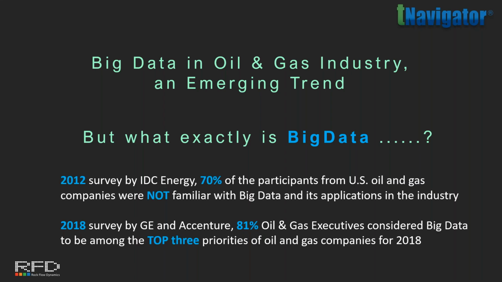A survey conducted in 2012 in some of the major US oil and gas companies found that 70% of the participants were not familiar with big data and its application. However, within only the next 6 to 8 years, in 2018, there was a survey conducted, and 81% of the oil and gas executives were already considering big data to be among the top 3 priorities in their companies. This was listed as their priority because it has been known to improve efficiency in their day-to-day job.